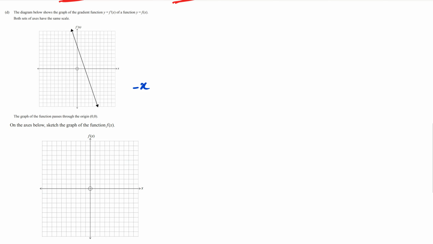That means, roughly looking at what we're going to do, the f of x is then going to be negative x squared over 2. So we know the shape that we're going to get is an upside down parabola. So if it's an upside down parabola, it could look like this, it could look like this, it could look like this.